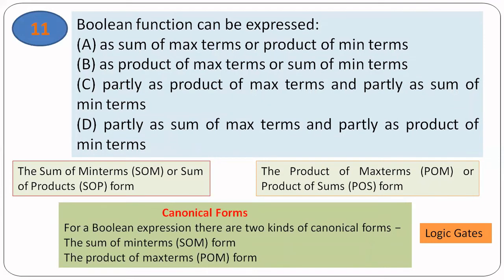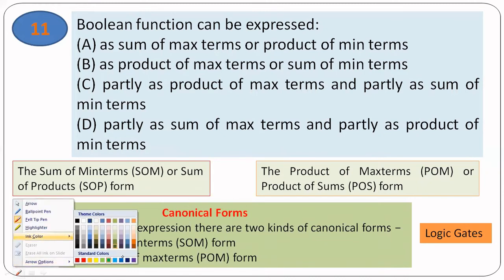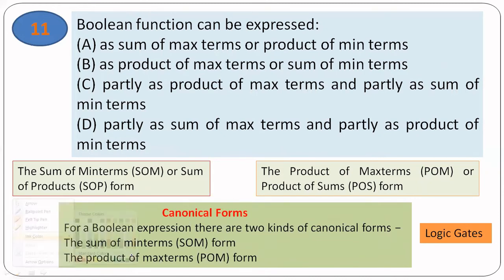Next is how a Boolean function can be expressed. This is a very important question to understand the different ways by which we can represent a Boolean function. A given Boolean function can be represented in its SOP form. SOP stands for sum of min terms, or sum of products. Another one is POS, product of sums.